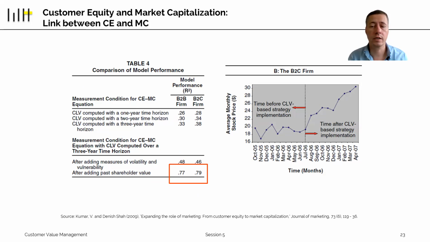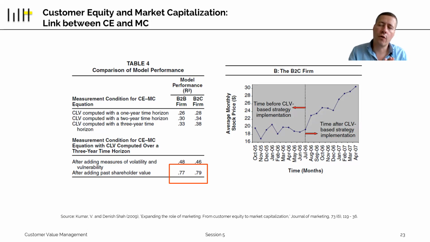And the chart on the right-hand side shows you that we can leverage this. Because by doing the things that lead to a particularly high increase in shareholder value, we can increase shareholder value disproportionately. So this is what you see here. You see the average monthly stock price before the company developed the CLV-based strategy maximization afterwards. And this is the end of this session.